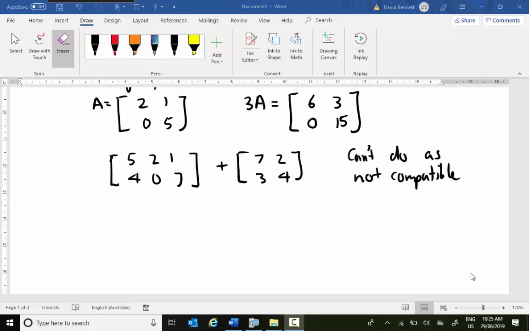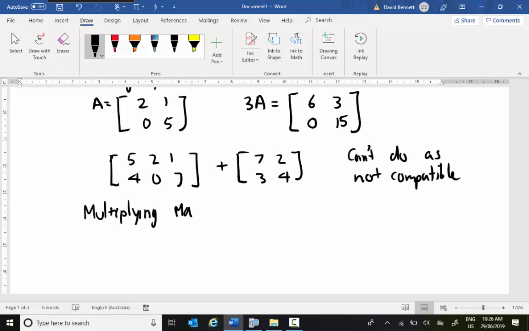Now, welcome back. In this video, you're going to be looking at multiplying matrices. That's what we're going to need to do. I'm going to show you a couple of ways of doing that. The first way is by hand, and the second one I'm going to show you is how to use your graphics calculator to do that.